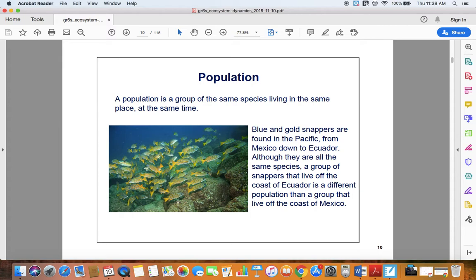Next level, getting a little more general, would be a population. A population is a group of the same species living together in the same area at the same time. For example, in this picture, you can see blue and gold snappers. These are found in the Pacific Ocean from Mexico down to Ecuador. Now, although they are all of the same species, a group of these snappers that live off the coast of Ecuador would be a different population than a group of the same species found off the coast of Mexico because they're living in different areas. So what we want to learn about a population is we're talking about a specific species in a specific area.